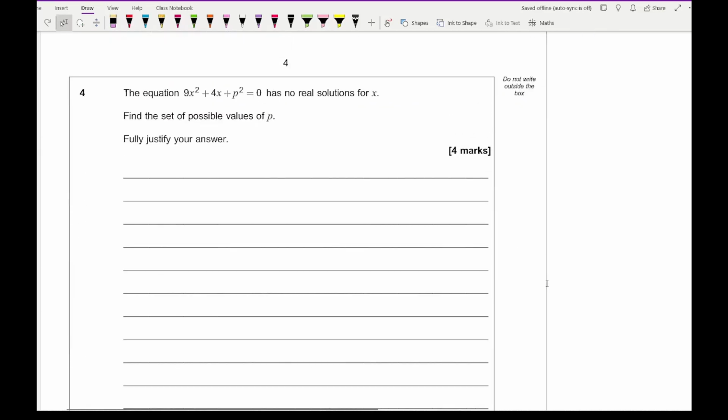Moving on to question 4, it says the equation of 9x squared plus 4x plus p squared equals 0 has no real solutions for x. Find the set of possible values for p, fully justify your answer.